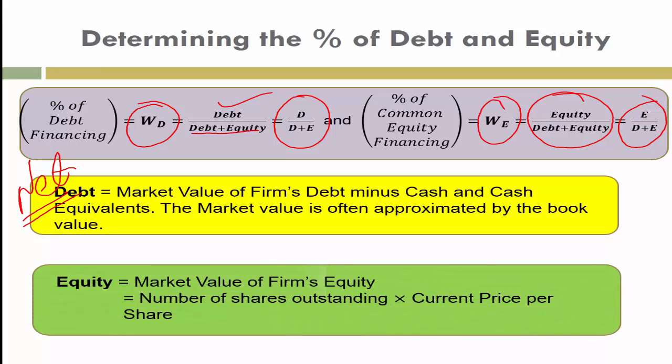And how do you calculate the equity part? The equity part is basically the market value of the firm's equity. And how do you calculate this? Number of shares times the current price of the shares. That's how you calculate the equity.